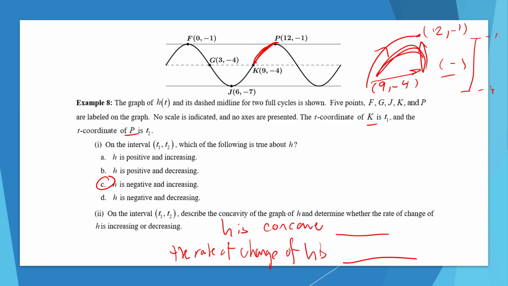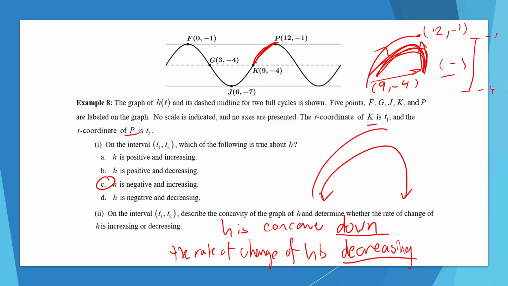Here, we see this graph is concave down. So that's our first word, right? H is concave down because it's a downwards U shape here. And because it's concave down, the rate of change will automatically always be decreasing. And remember, down and decreasing both begin with the letter D, so that's an easy way to remember your answer there. So that is our answer for example number 8.